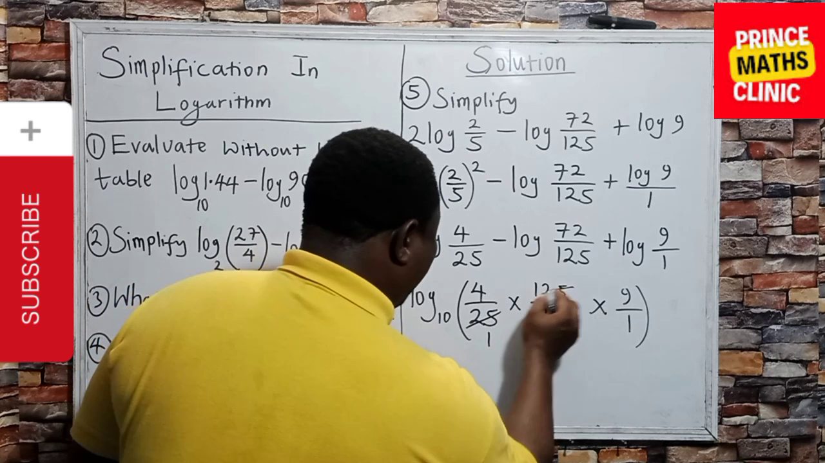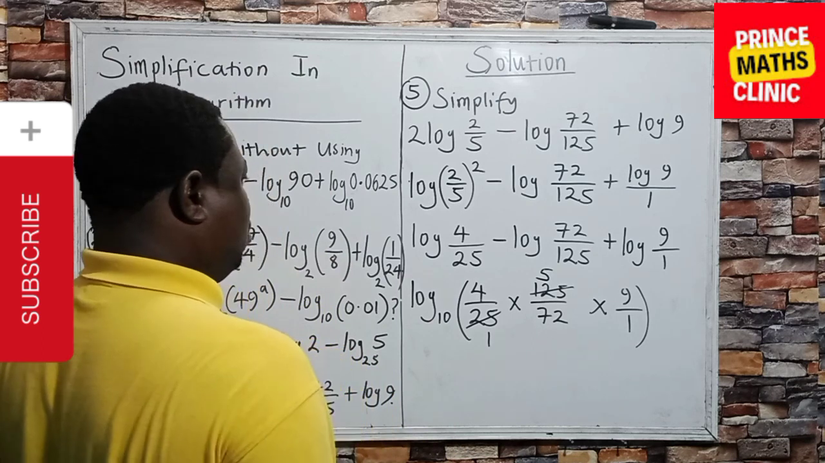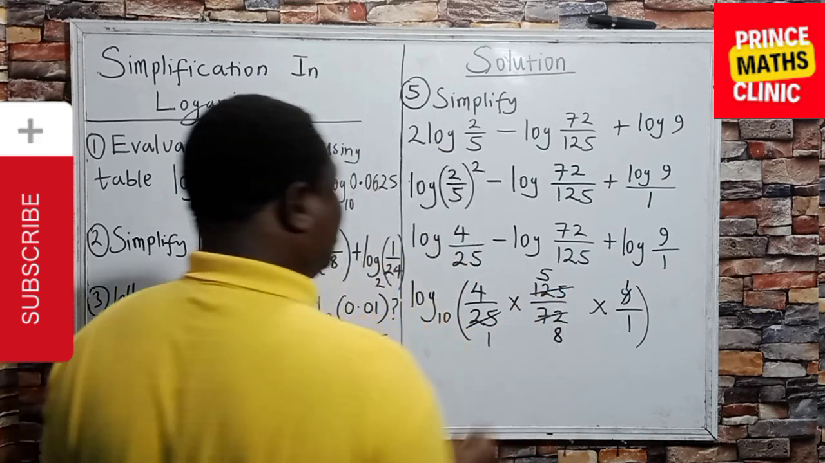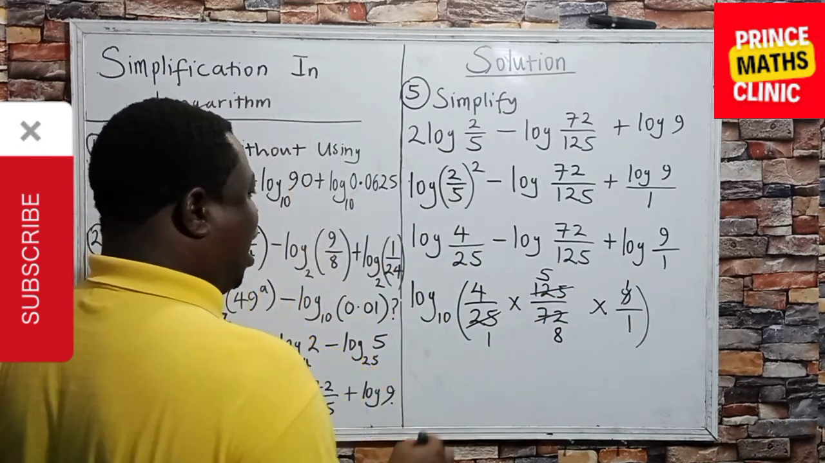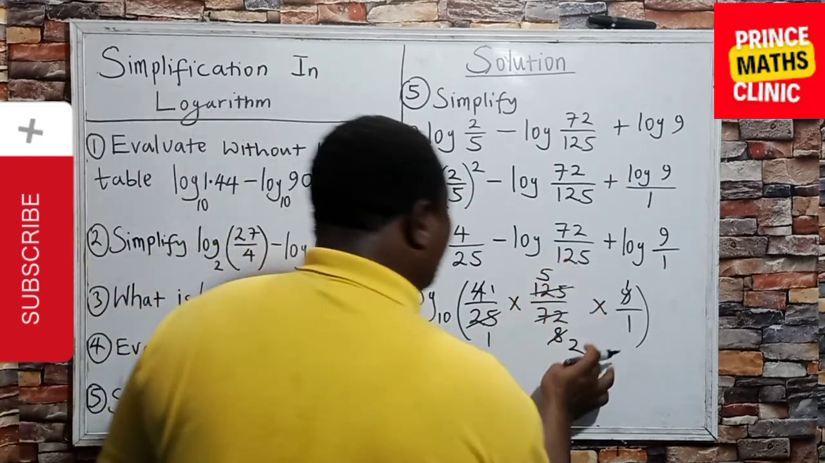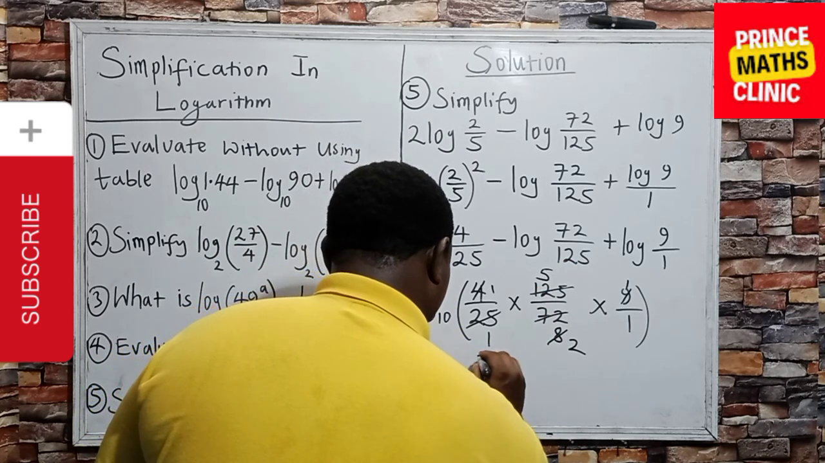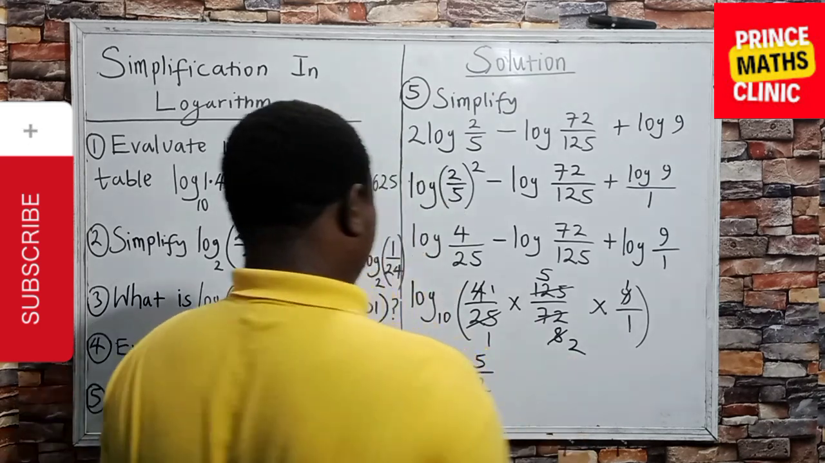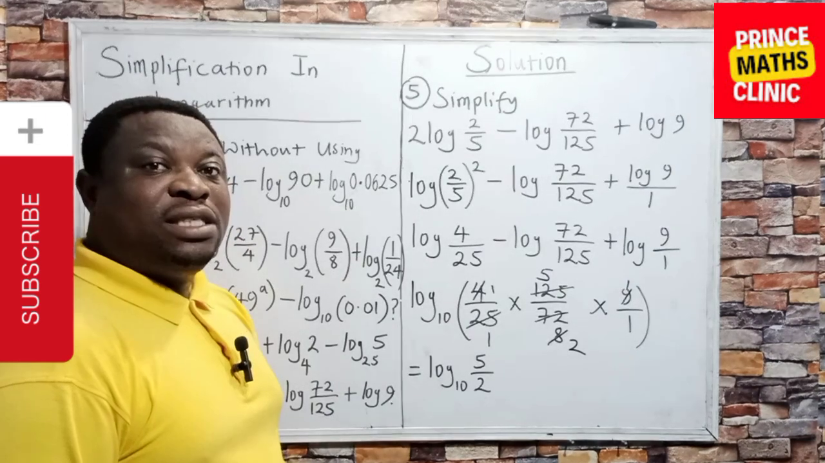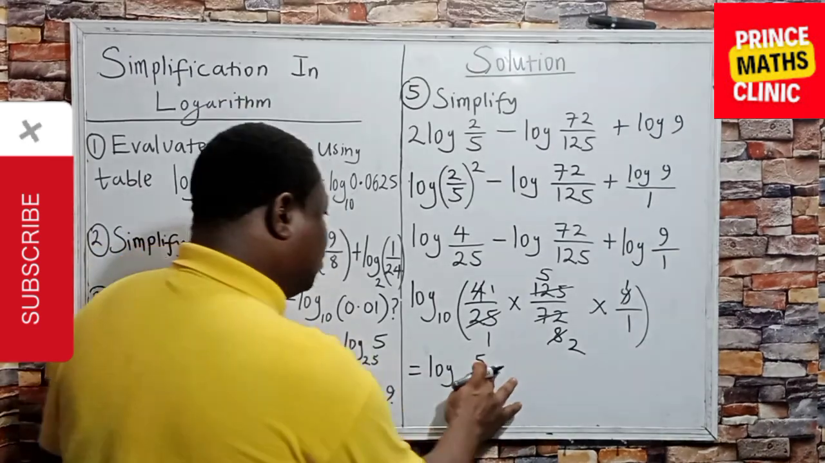25 can go in 125 5 times. Nine can go in 72 8 times. And 4 can go in 8 2 times. So we are left with 5 over 2. So everything here simplifies to 5 over 2. Now, there's no crime in leaving your answer here. If you can leave it like this, better. But we can still simplify this further, right?